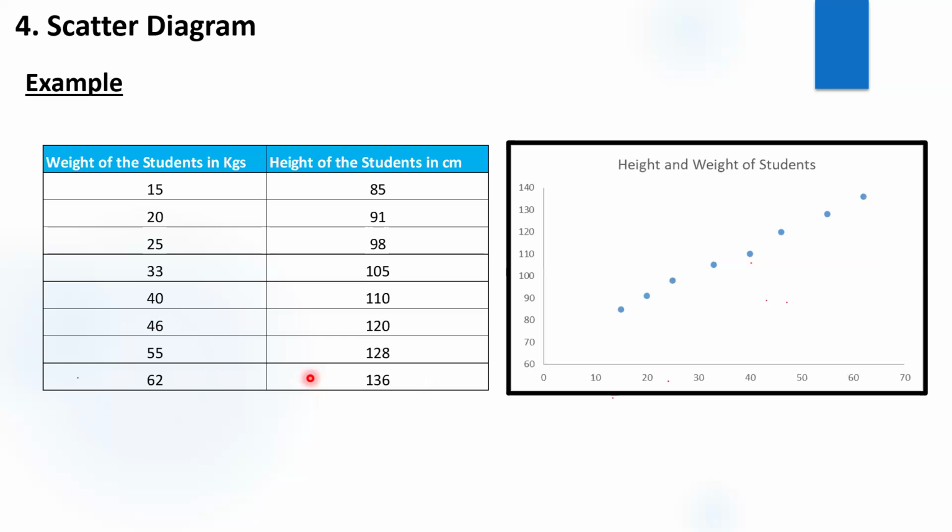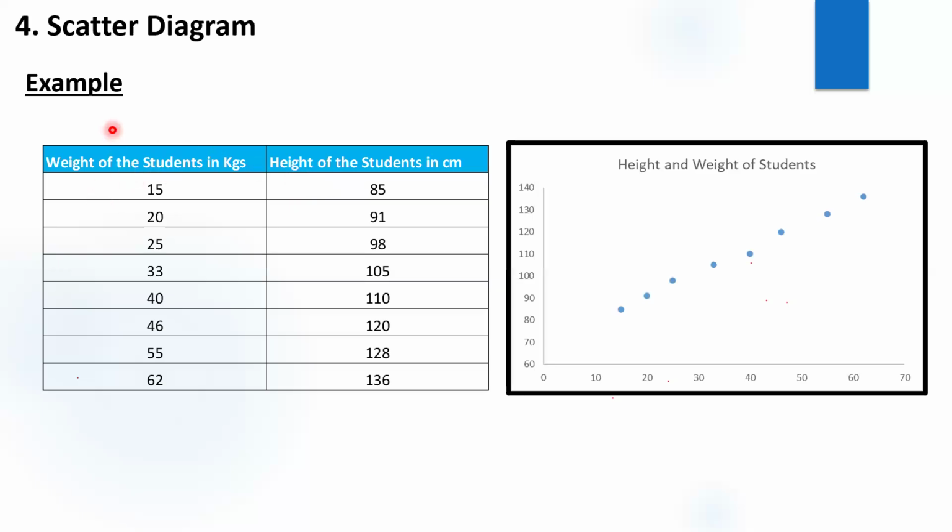Now, here is the example and we will study the example through Excel as well. I am just putting figures, please don't correlate with that. It is just for your understanding. Suppose weight of the students, there are very small students. So weight of the students in kgs and height of the students in centimeters. These are the two variables.